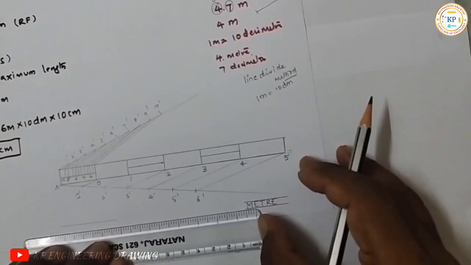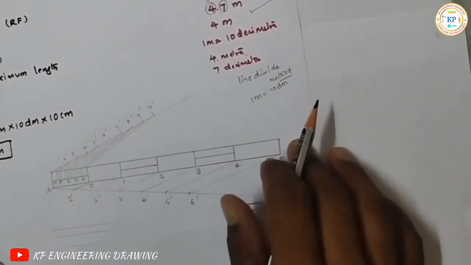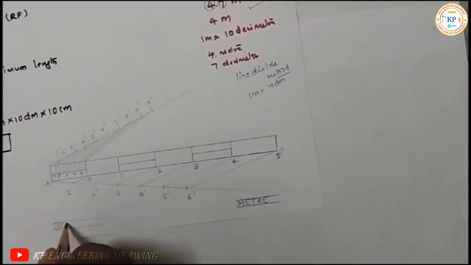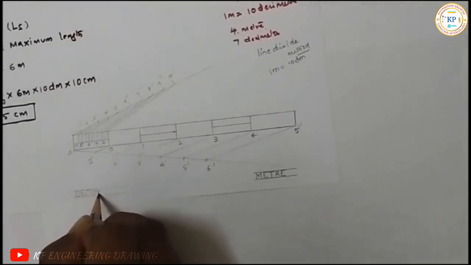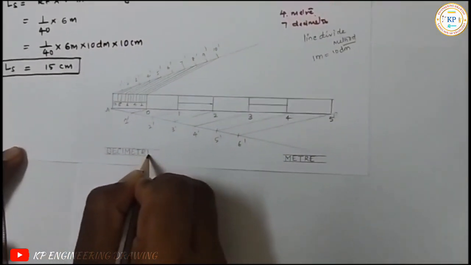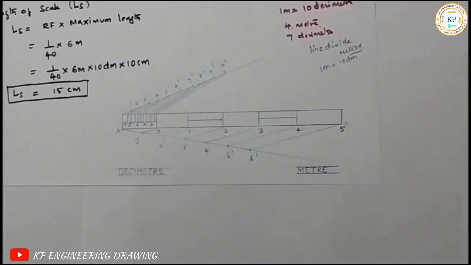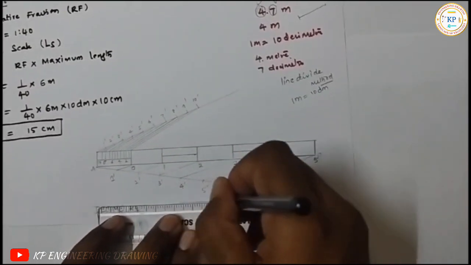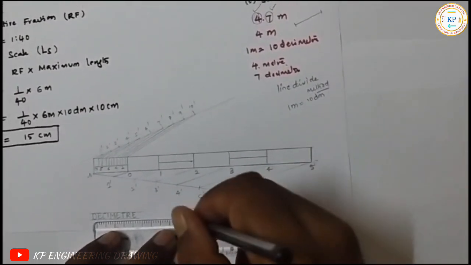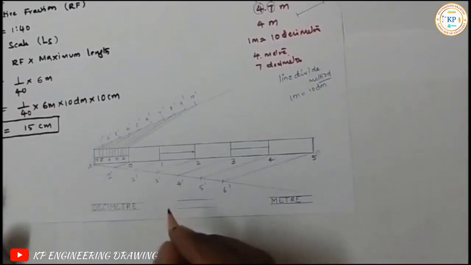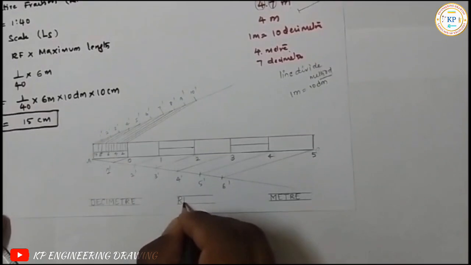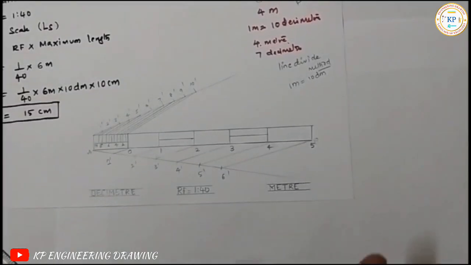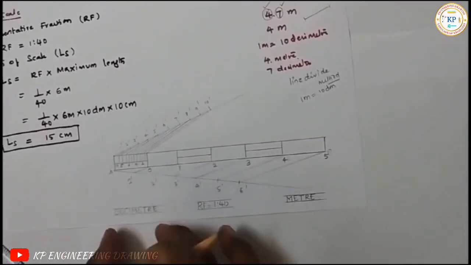This is your decimeter scale. So write here decimeter, meter, right? And already RF is given, it is 1:40. So write that in the middle of the scale. RF is equal to 1:40. So this is now the main scale, meter scale, and its subscale, decimeter.